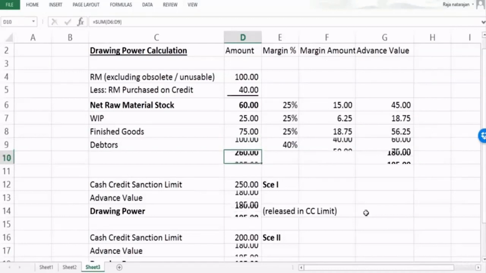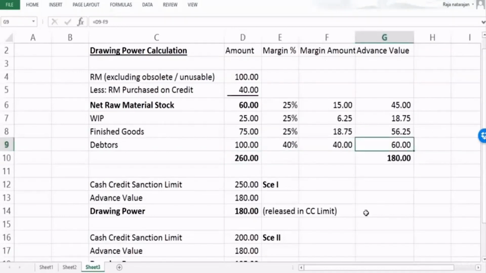So what is happening here? Debtors is becoming 100, and if you notice, the advance value has come down. Earlier the advance value was 75, but now the advance value is only 60. So accordingly, the advance value is coming down, and drawing power will also come down.